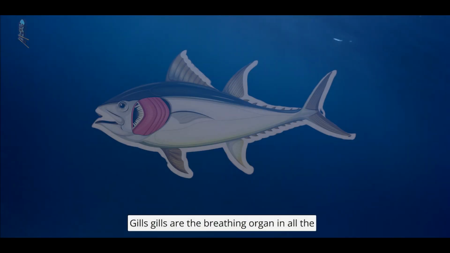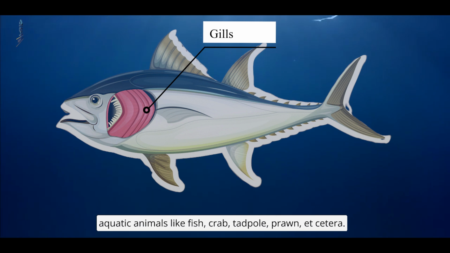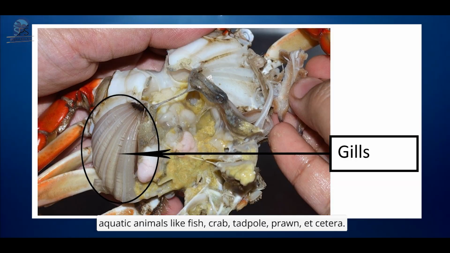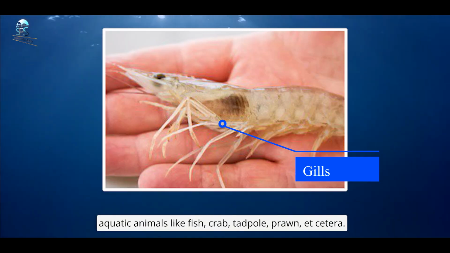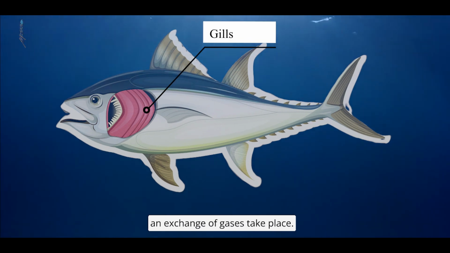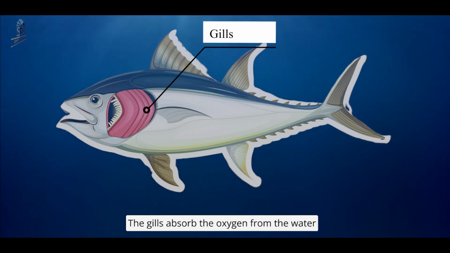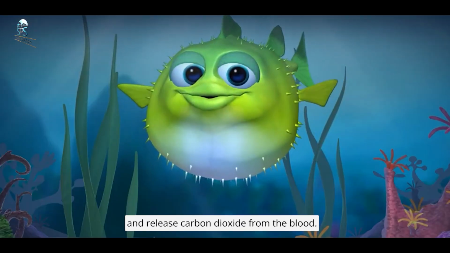Gills. Gills are the breathing organ in all the aquatic animals like fish, crab, tadpole, prawn, etc. When water flows over the gills, an exchange of gases takes place. The gills absorb the oxygen from the water and release carbon dioxide from the blood.